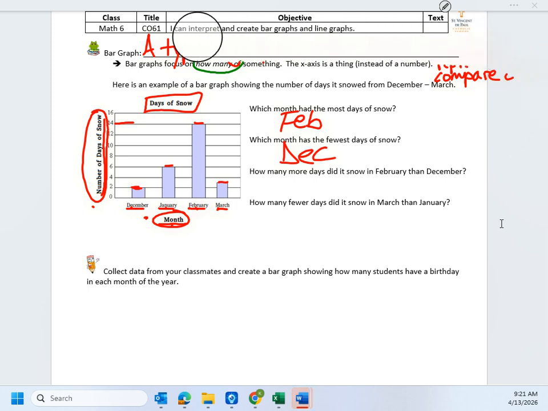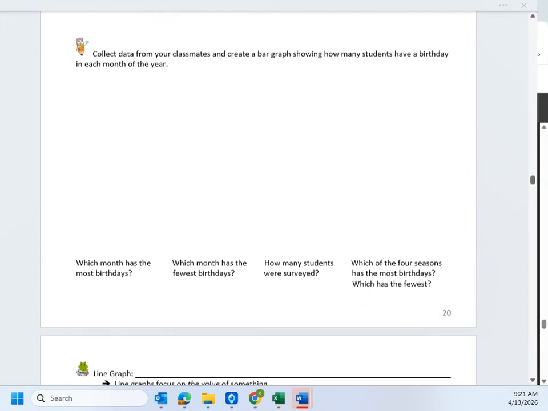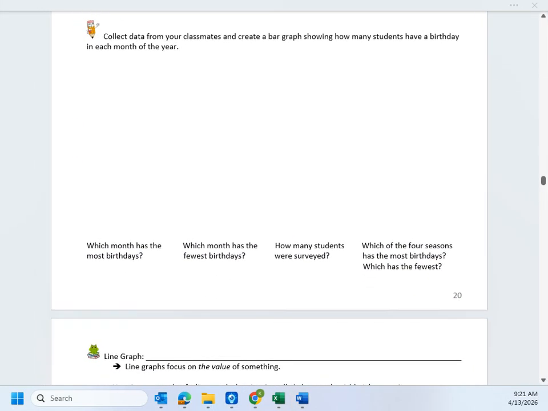I'm going to scroll up, because then we have to create our own bar graph. It says, collect data from your classmates and create a bar graph showing how many students have a birthday in each month of the year.